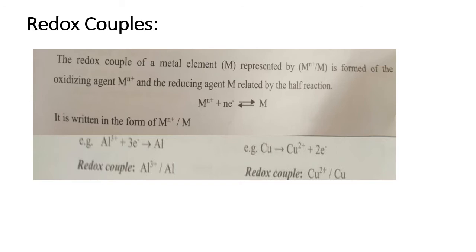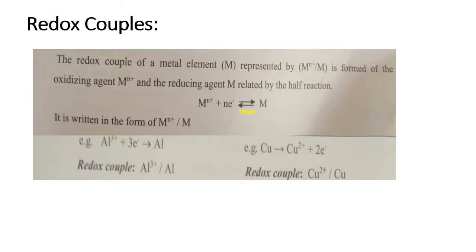Redox couples. The redox couple of a metal is represented by Mn+/M. It is formed from the oxidizing agent Mn+ and the reducing agent M. It means that Mn+ plus n electrons gives M. If we take the first reaction, there is gain of electrons. It means that it is reduction. And the second one, M gives Mn+ plus n electrons, it is oxidation. So Mn+/M is the redox couple.